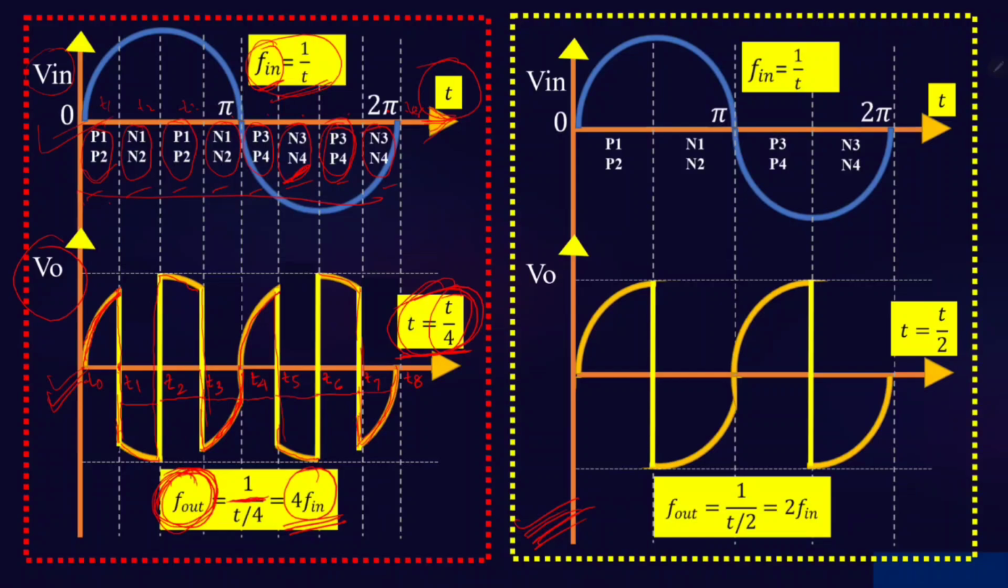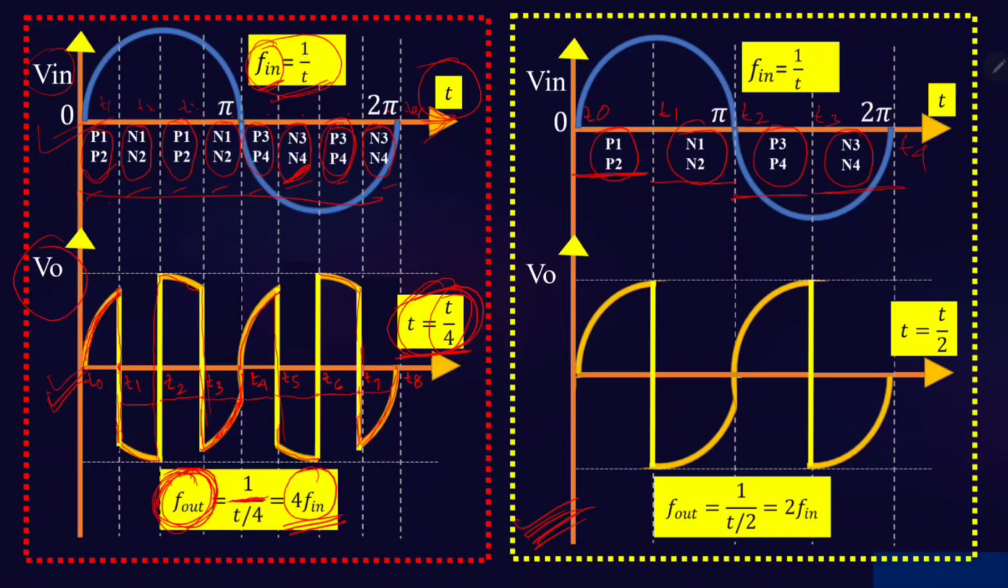Now here is another circuit, a second circuit, which is similar, but here the sequence is a little bit different, meaning we have increased the time period. Here we have T0, T1, T2, T3 and T4. Up to this point P1 and P2 will be on, and up to this N1 and N2 will be on. Again up to this P3 and P4 will be on, and up to this N3 and N4 will be on. If we make this type of sequence, what will be the output frequency?